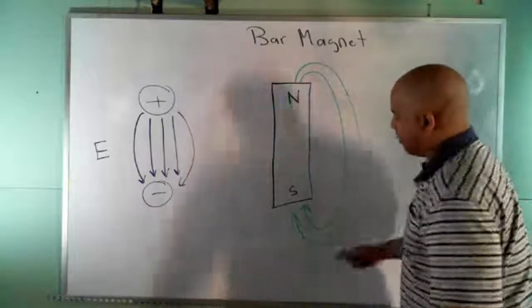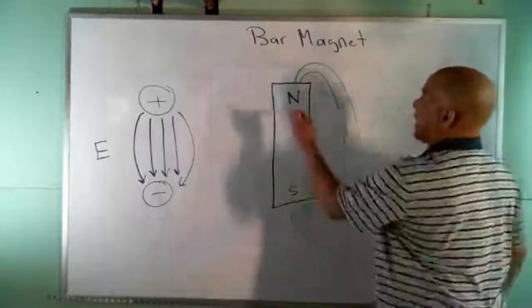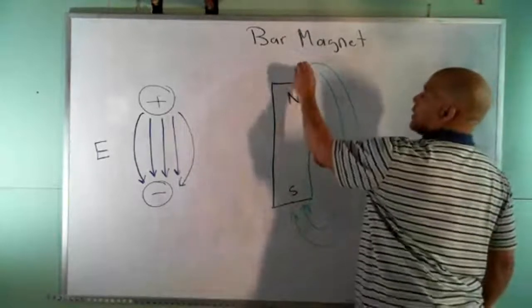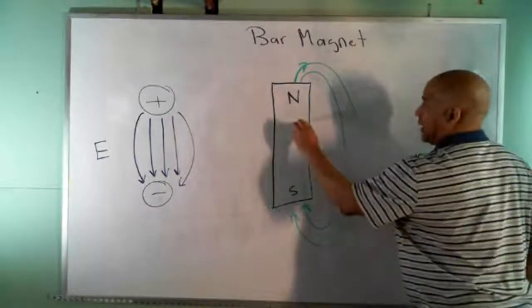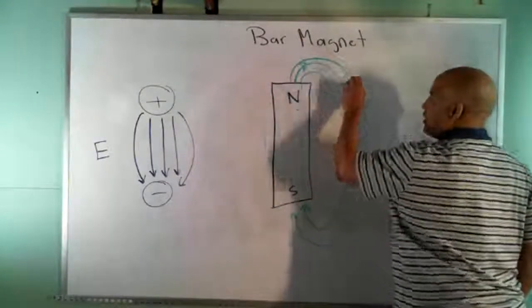And I don't know if you can see this in the camera, but I'm drawing arrows on here because it comes out of the North Pole. So it comes out this way and goes around into the South Pole and actually goes through the magnet like that. So I'm going to draw just a couple of these.